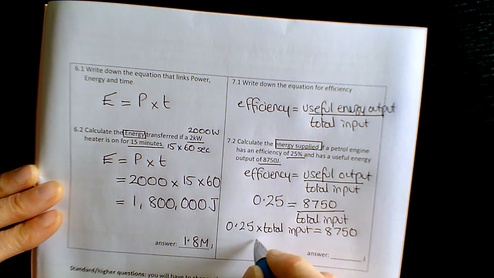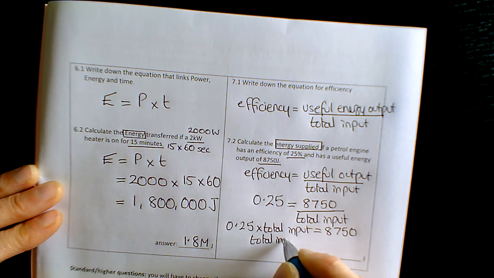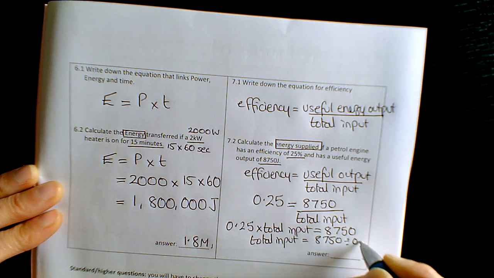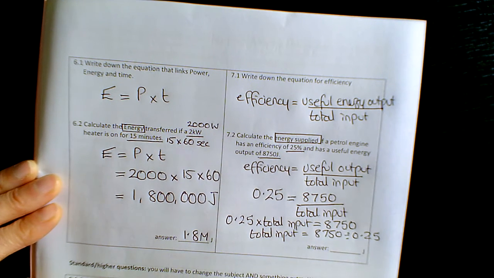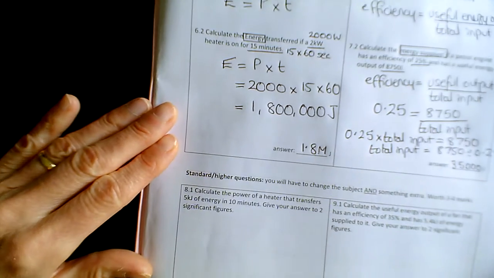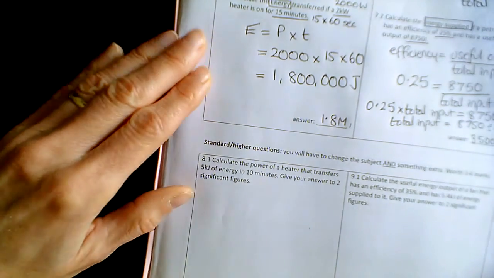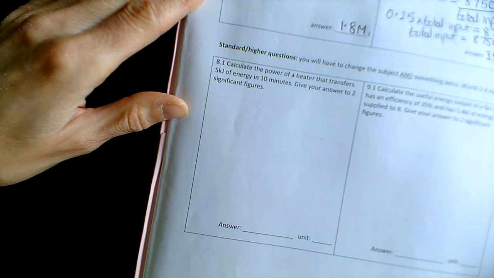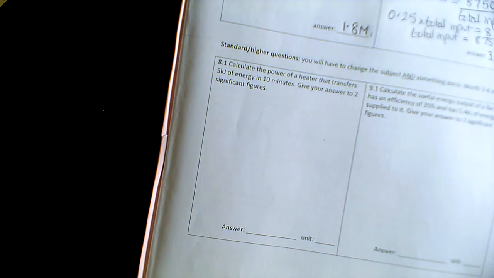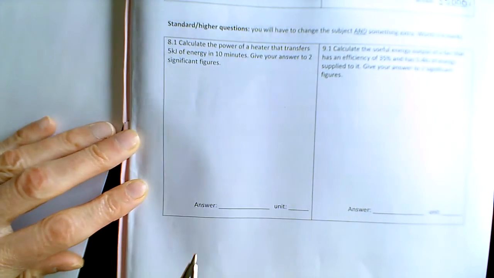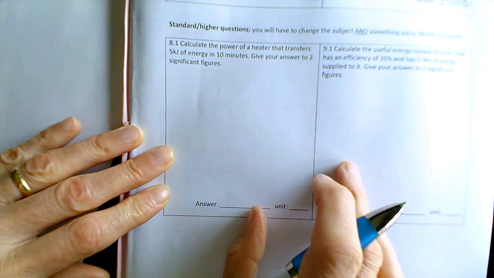Okay, so the standard to higher questions are a little bit harder again. Question 8.1, so this is a higher standard question where you have to change the subject and something else to look for. So book your equations, put a box around what the quantity is asking for, underline the given values, so you notice straight away that's 5 kilojoules hopefully, and the time is 10 minutes. And you've got to give your answer to 2 significant figures.